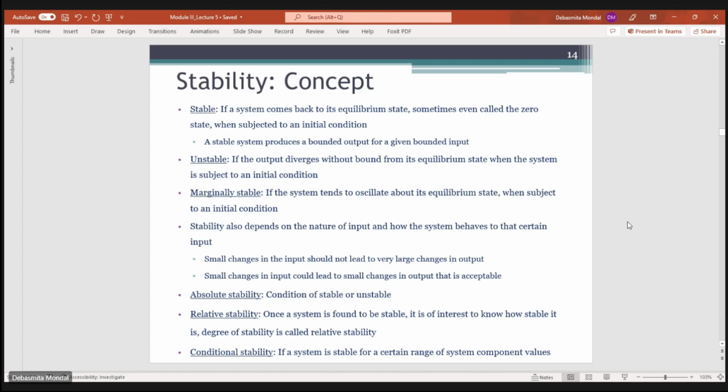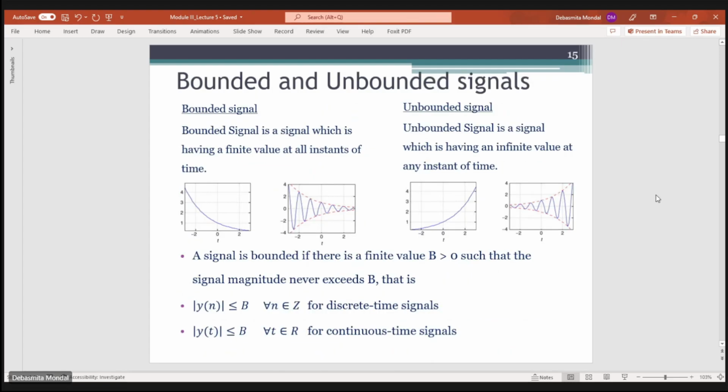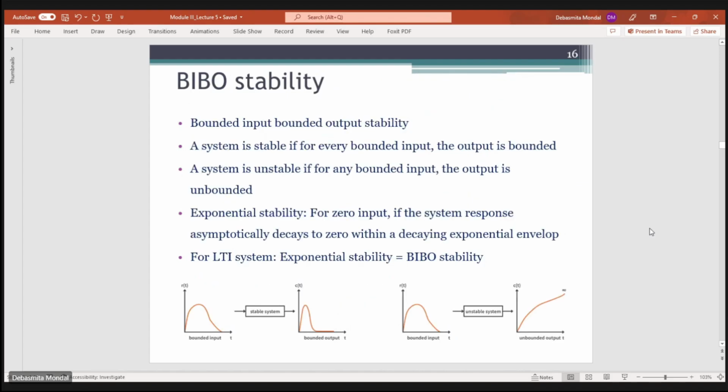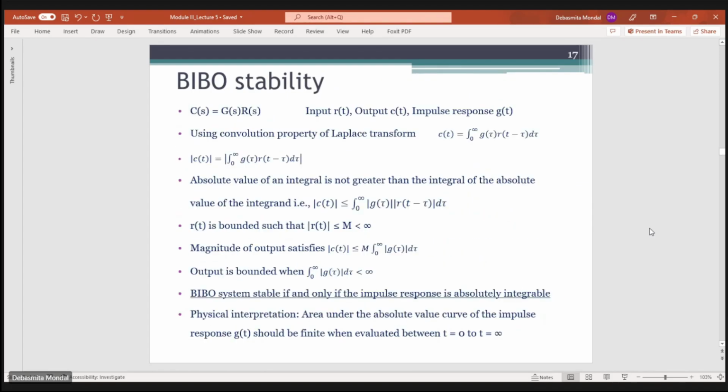So if you want to know the range of those parameters for which the system will remain stable, that is known as relative stability. Similarly, conditional stability is the range of the component values for which you have a stable system. These we have already discussed, so I'll not go into them.